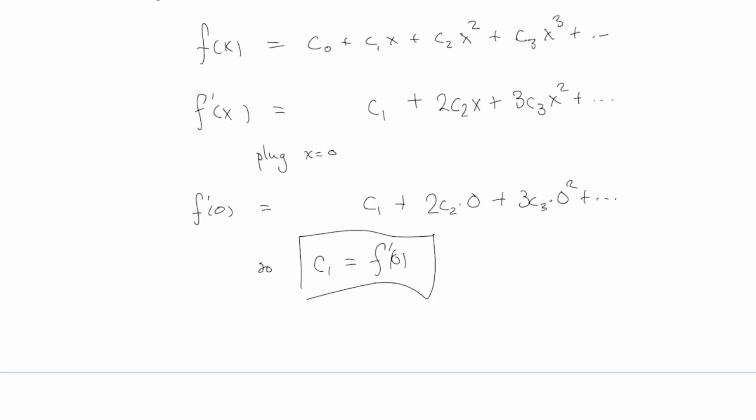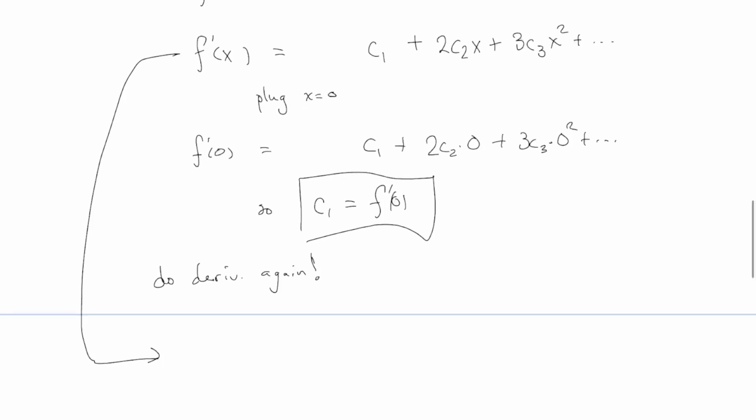What about another derivative? Do the derivative again to get C2. Now, to do the derivative again, I really have to start right there. Don't use this one, which already has values plugged in. There are no x's left over at this point, so you can't take the derivative again. But right here, we can take the derivative again on both sides. On the left side, we get f double prime of x. On the right side, very similar things will happen. The C1 being just a constant will go away in this step.